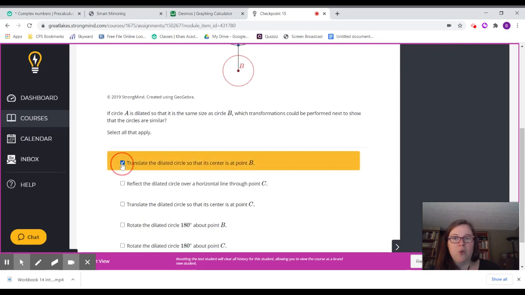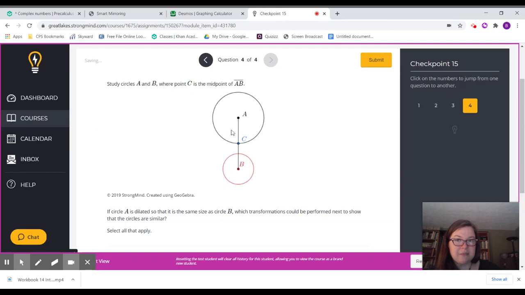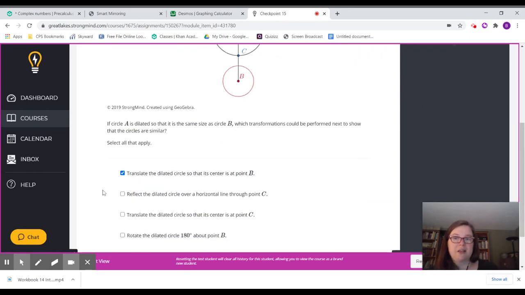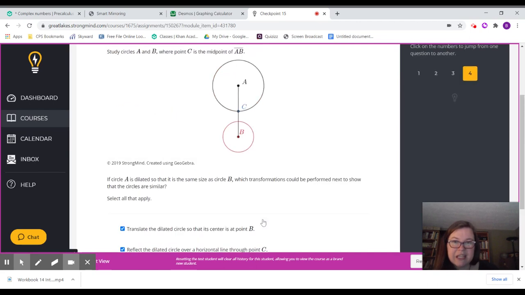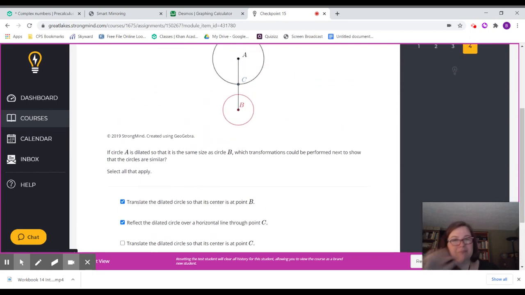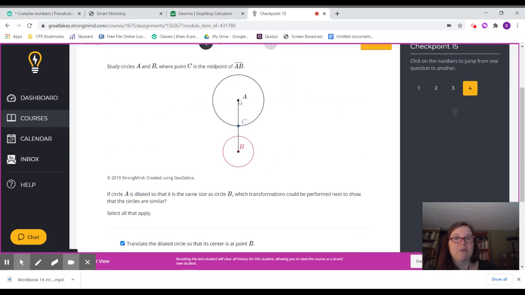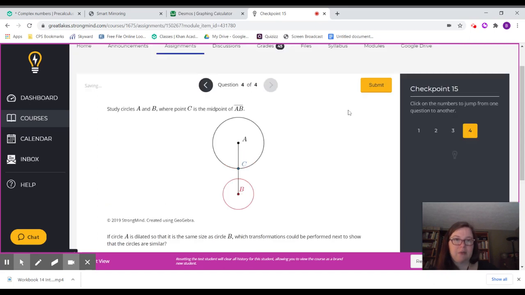That would do it. Reflect the dilated circle over a horizontal line through point C, because it says that C is the midpoint of AB. So if I drew a horizontal line there and then folded it over the line and then shrunk it, that would be in the same place. Translated the dilated circle so its center is at point C. C doesn't help us find anything about the similar triangles, so that's not going to help. Rotate the dilated circle about point B, would put it below it, still not helpful, but around point C would make it go from here down to there, and that's what we want.